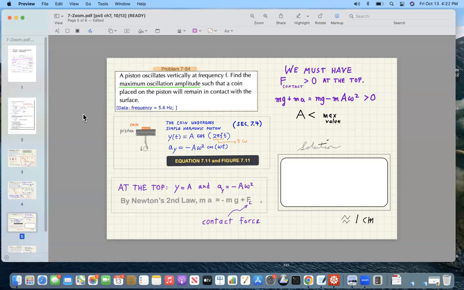Okay, let's go on to this problem, which is a little bit different. It's problem 54 in chapter 7.